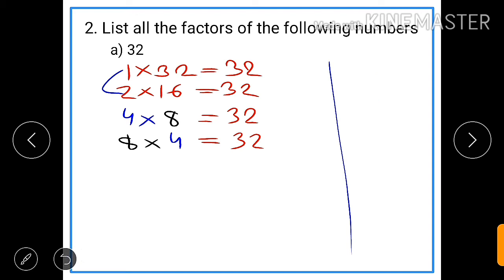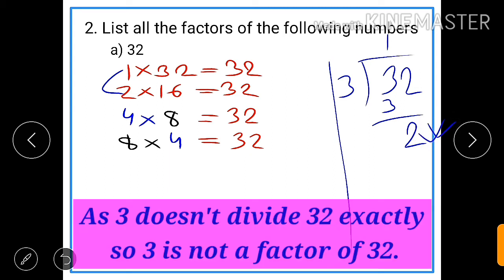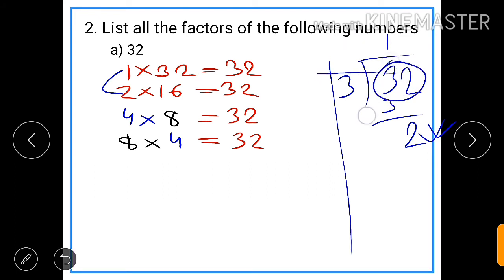So we need to divide 32 by 3, and as you can see 3 ones are 3, and we will get a remainder 2, and we know that 2 is smaller than 3 and 2 is not divisible by 3. Therefore here the remainder is 2, and as we are getting a remainder, 32 is not exactly divisible by 3. Therefore we will just cancel 3.